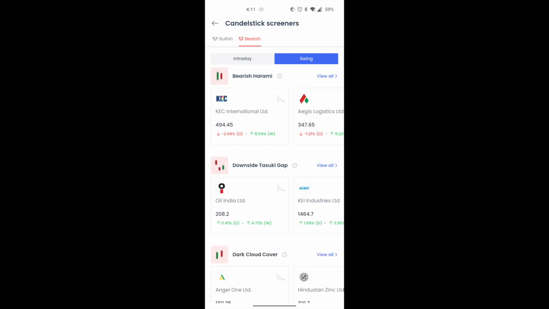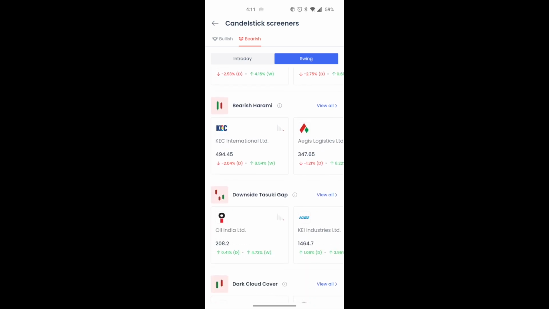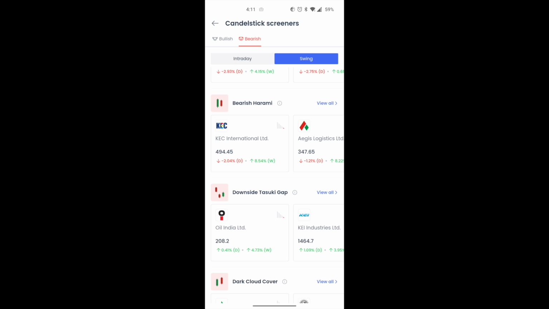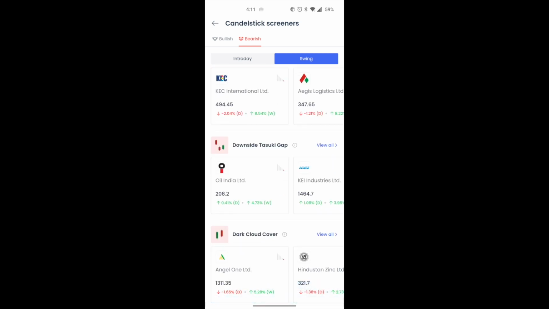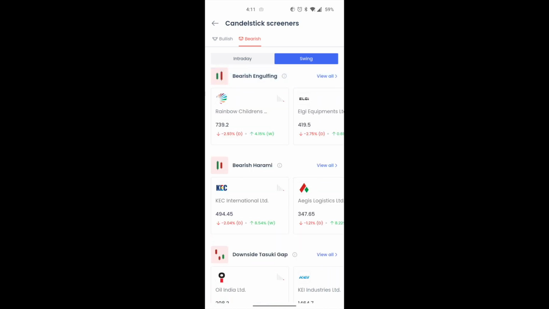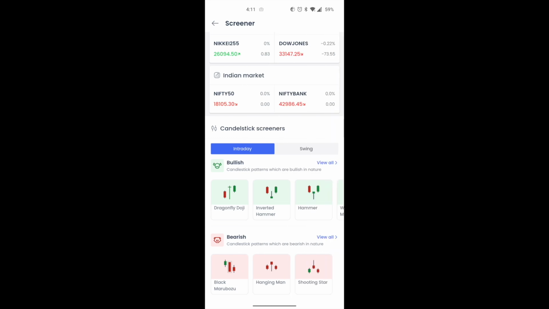Bearish Harami, downside Tasuki gap, or downside dark cloud cover. Angel One has formed a dark cloud cover. Hindustan Zinc Limited is a dark cloud cover. HDFC Bank is a dark cloud cover. Infosys is a dark cloud cover. So you can see and identify the trend according to your analysis.